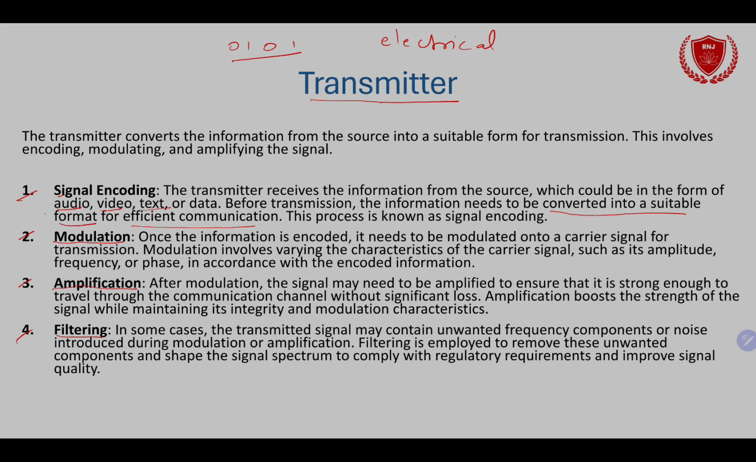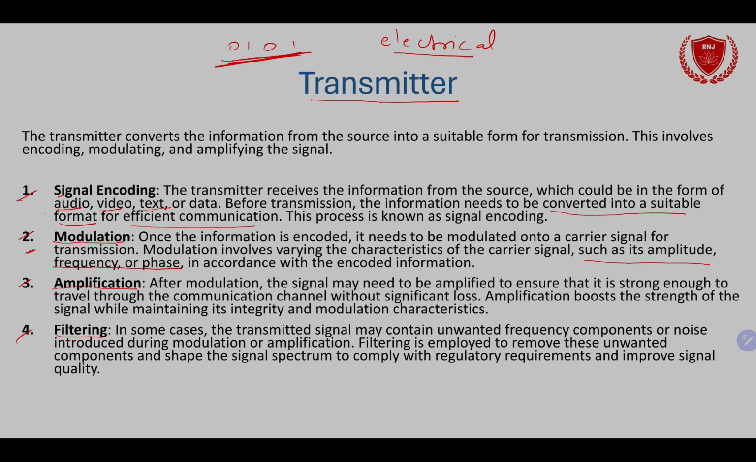So basically signal encoding means what? Converting your information into a suitable format for efficient communication. Next comes modulation. Now what happens in modulation? According to this encoded information, the carrier signal is modulated. Modulated means what? Its amplitude, frequency or phase is adjusted. Okay, depending upon your encoded signal, the carrier signal's amplitude, frequency and phase are adjusted. That is called modulation.